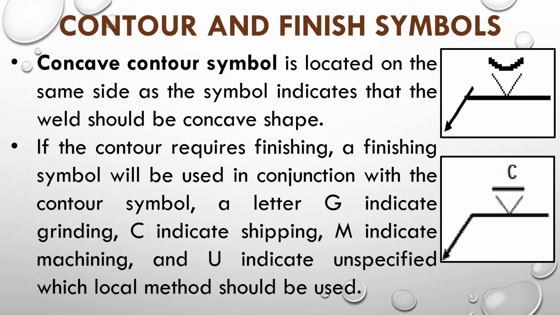If the contour requires finishing, a finishing symbol will be used in conjunction with the contour symbol. A letter G indicates grinding, C indicates chipping, M indicates machining, and U indicates unspecified, meaning the finishing method is left to the welder's choice.